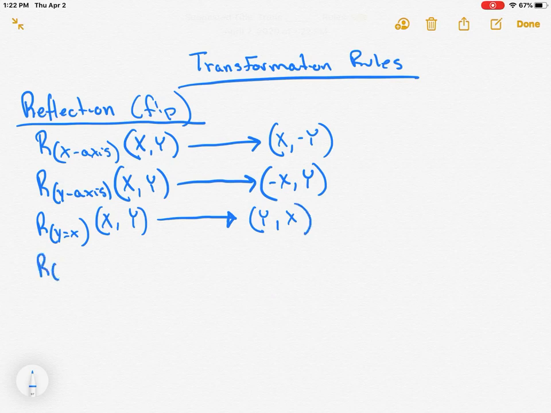If we have a reflection over y equals negative x, or a diagonal line through the origin going up and to the left, down and to the right, we have our original x, our original y. Transformation occurs. Our new x is opposite our original y, and our new y is opposite our original x. I know, it's so exciting. Please try to contain yourself.